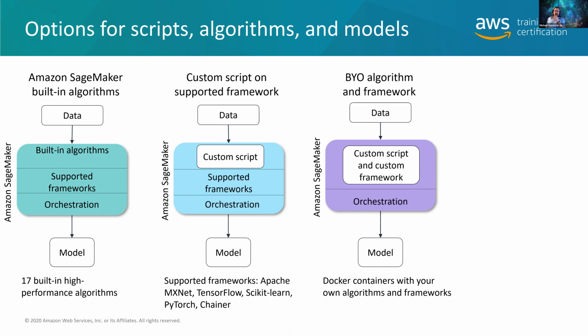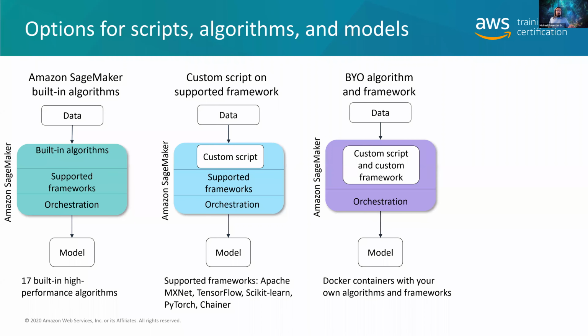So let me make a distinction here because someone, and please forgive me, with 21 of you, I don't always remember who asked the questions. Someone said, when would you use a custom script versus when would you bring your own container? For my distinction, just to make sure this is clear, if you want to wrap code around an algorithm or just run your own custom algorithm, then you can just do a custom script on a supported framework. If you want to use your own custom framework, heavily customized, you want to bring that whole thing, that's when you're going to use your own Docker container and bring your own algorithm and your own framework.